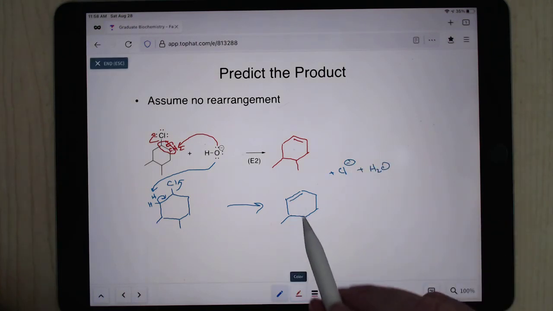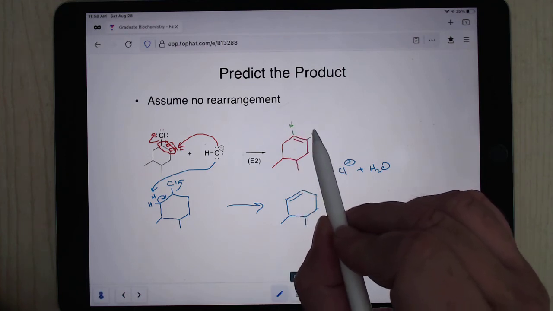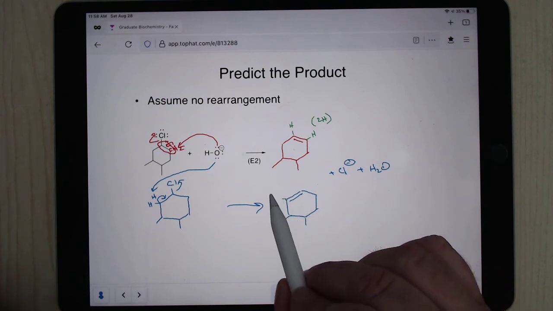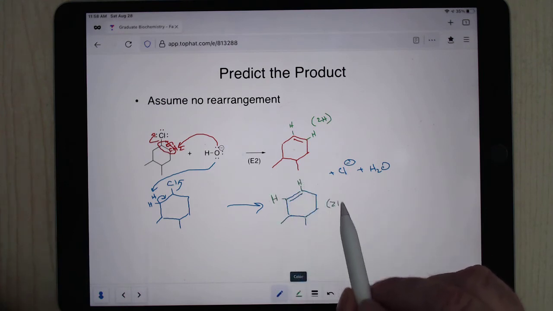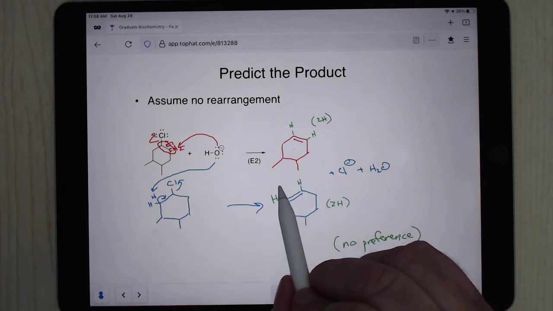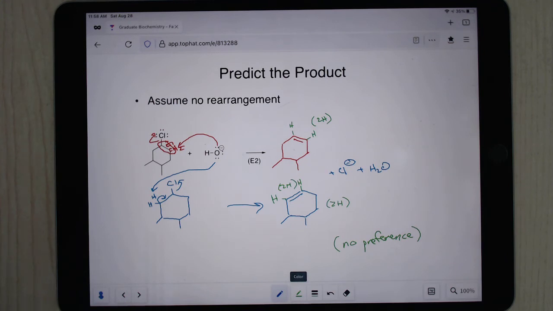So for this top one, this one has 2 hydrogens on the double bond. This one also has 2 hydrogens on the double bond. So in this case, there's no preference on which one you make, because they're both disubstituted, so it doesn't matter.